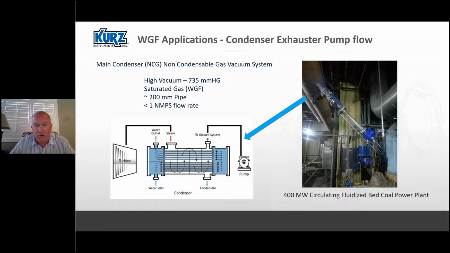So what they're really trying to measure is their air in-leakage into their condenser. This flow meter has recently been put online and is operating very, very well in this environment. In these applications, we tend to have a lot of straight pipe runs because this condenser is routed to the outside of the plant. But here's another excellent application in the power industry for a wet gas flow meter.